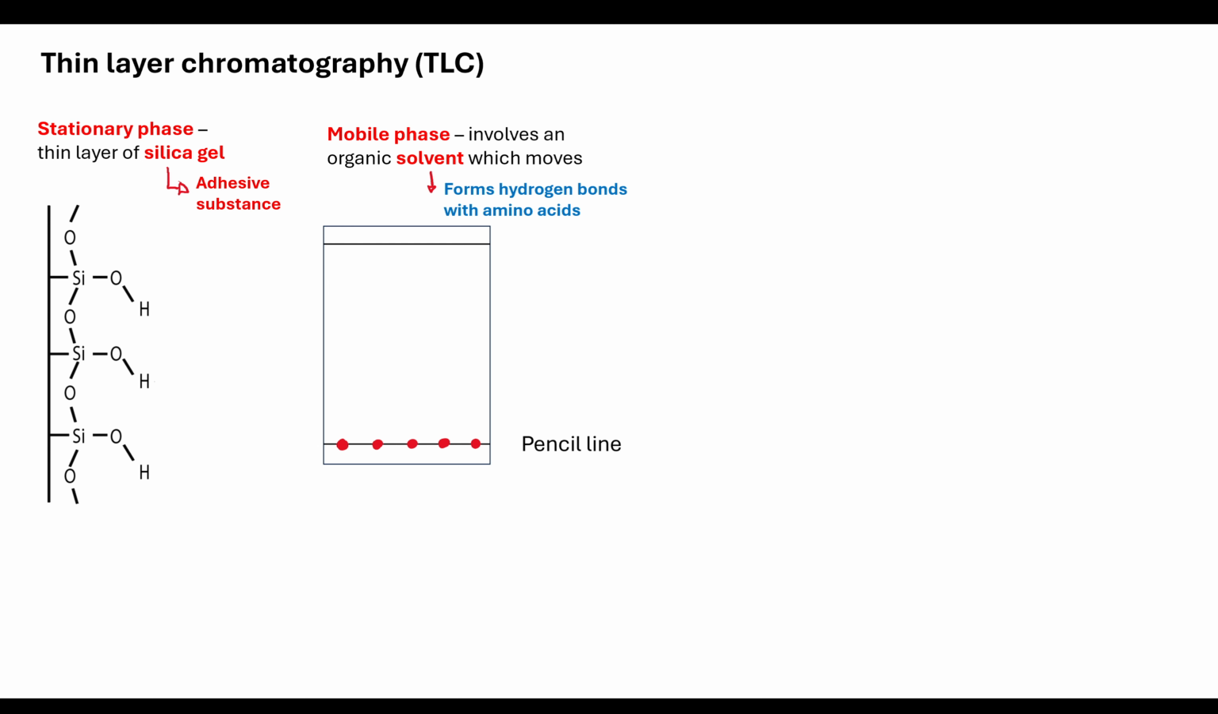So when you do thin layer chromatography, you would draw a line with a pencil, so it does not interact with any of the pigments, which are proteins, or any of the amino acids. So you would always draw using a pencil line, because that should not form hydrogen bonds with the solvent and therefore should not move through the thin layer chromatography plate.